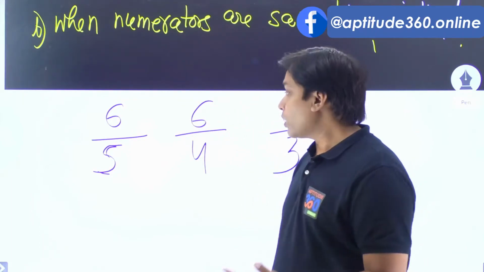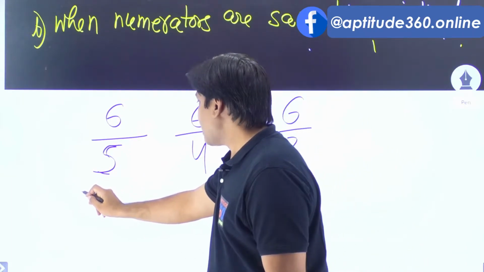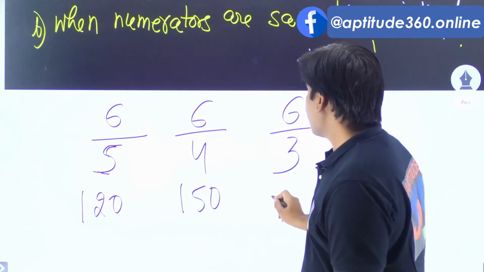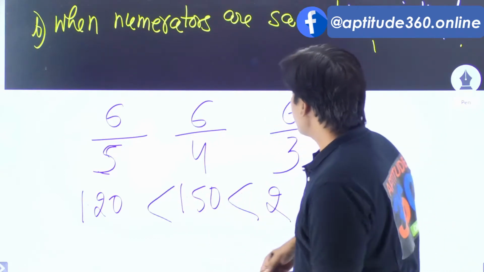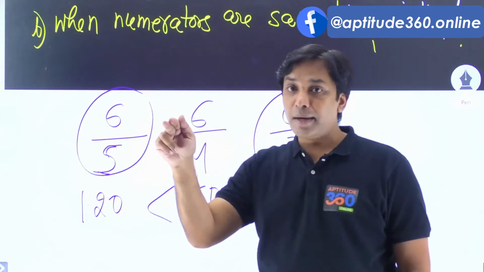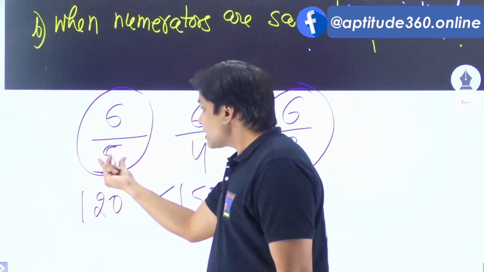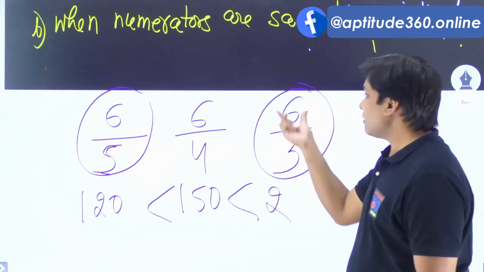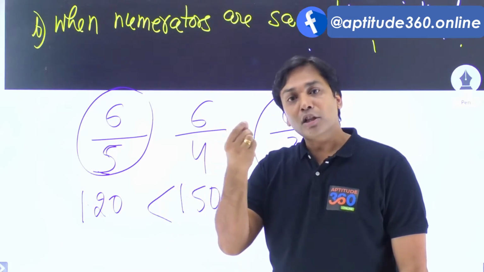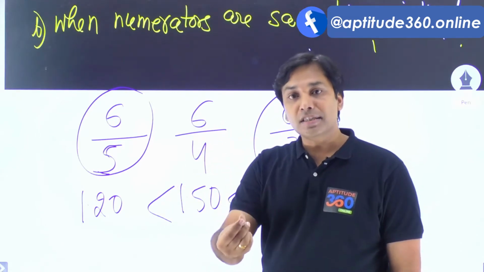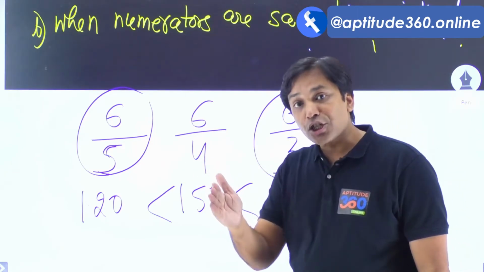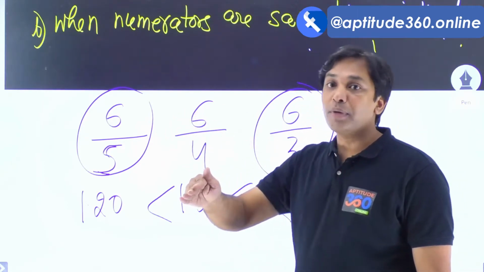What should we do in this case? If you find out the fraction of this value, this is going to be 1.20, and this is going to be 1.50, and this is 2. So this is the largest one and this is the smallest one. So when numerators are the same, then lower is the denominator, higher is the value. So 3, 4, and 5. Look at these values that are there in the denominator. The lower is the denominator, higher is the value. So these are the two things that you're understanding. These are going to happen when you have got fractions where either numerators are same or denominators are same.